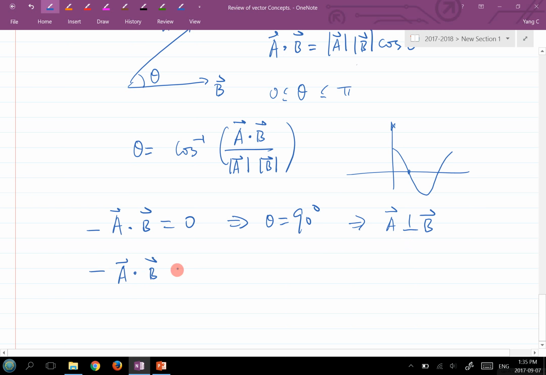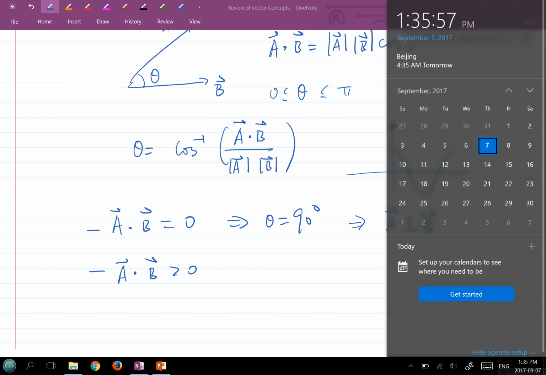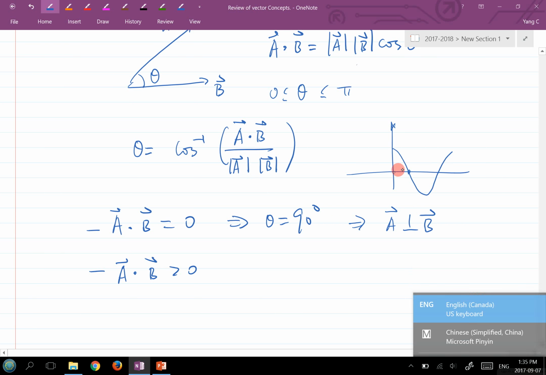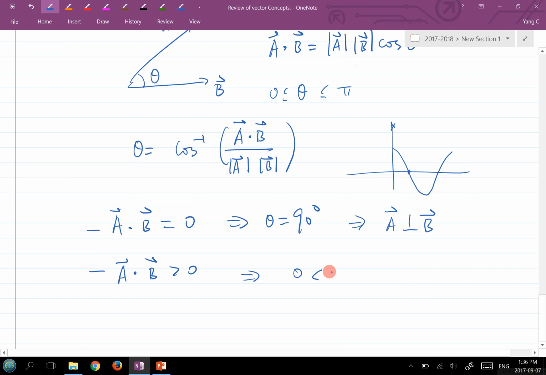And then you can also tell, let's say, if A dot B happens to be greater than 0, so this quantity is greater than 0, and the bottom two quantities are naturally greater than 0, so the whole thing inside the bracket is greater than 0. Then you look at the cosine curve. Which range of theta gives you a cosine of theta greater than 0? It's between 0 and pi over 2, right? So that gives you an idea of theta's range.